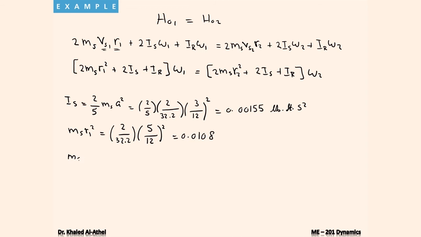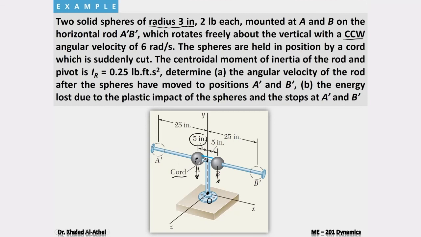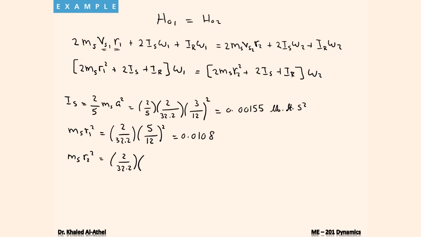And I can do the same for the second one, ms r2 square. Okay, now what is the distance? It's going to be the distance at position 2, which is here. This is going to be the center of mass, and this is the center of rotation. The distance is given as 25. So again, it's going to be 25 inches over 12 to convert it into feet. And this will equal 0.2696.